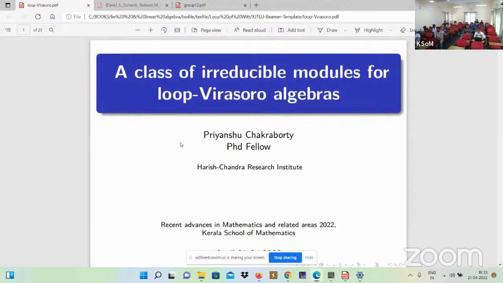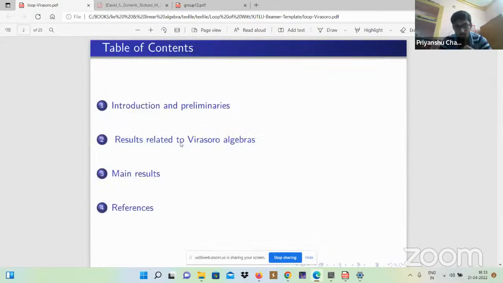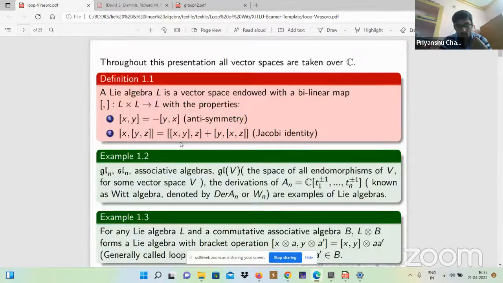Okay. So at first, I want to thank KSM and the organizing committee for giving me the opportunity to present this paper. Thanks to all. The table of contents is: introduction and preliminaries about Lie algebras, results related to Virasoro algebras, the main result, and references. Throughout this presentation, all vector spaces are taken over C.